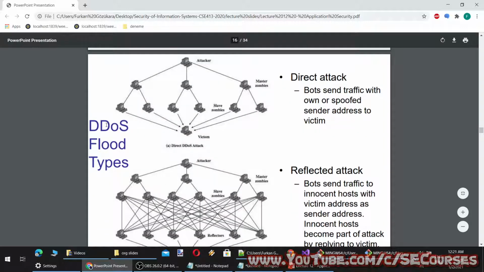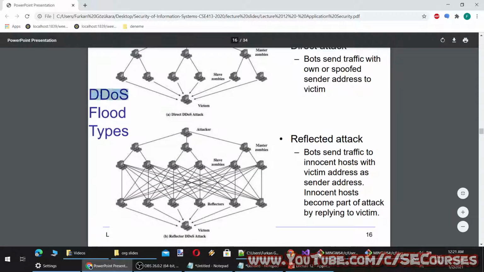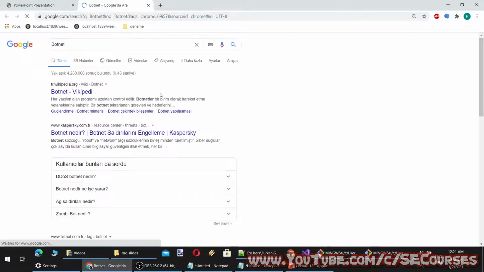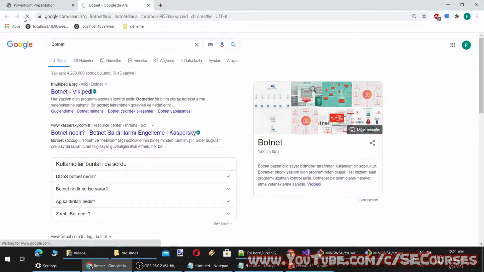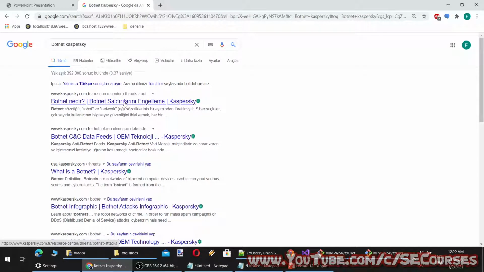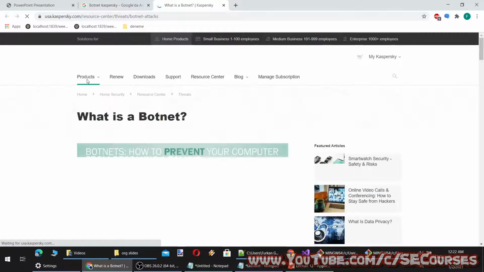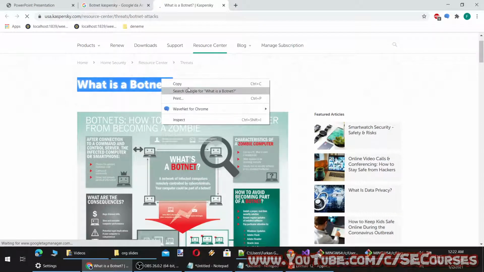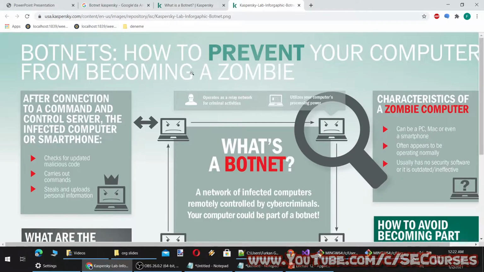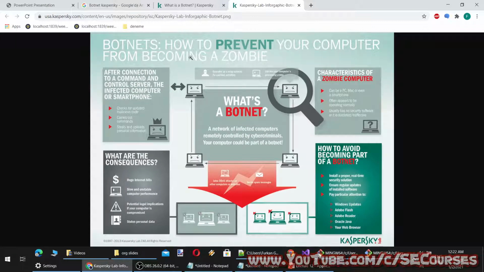Okay. So DDoS flood types, there are different DDoS flood types. DDoS is really important. So let's get some more information related to botnets and then DDoS. Okay, Kaspersky. I think from the Kaspersky site we can get some useful information. What is a botnet? Okay, you see, botnets, how to prevent your computer from becoming a zombie.